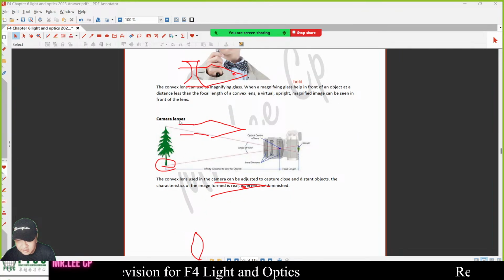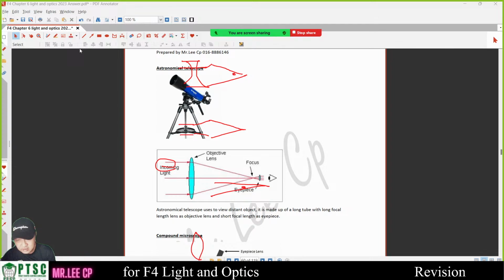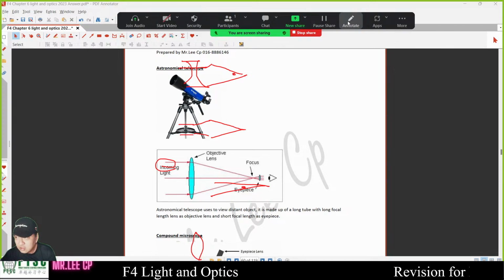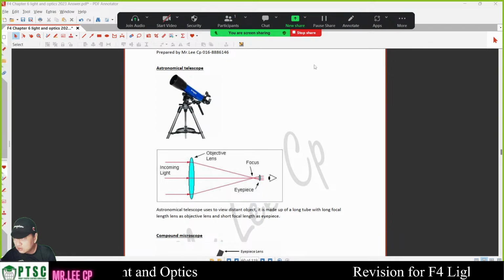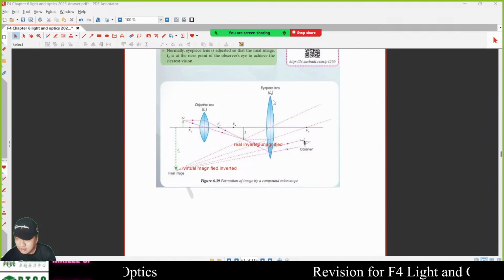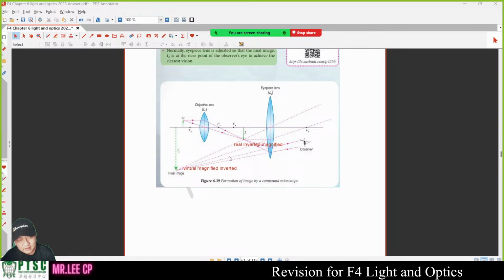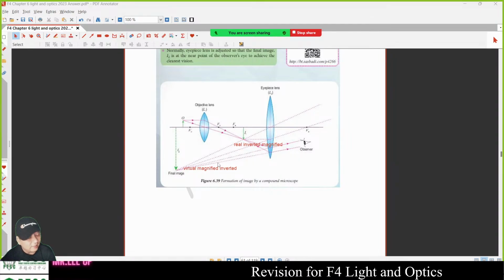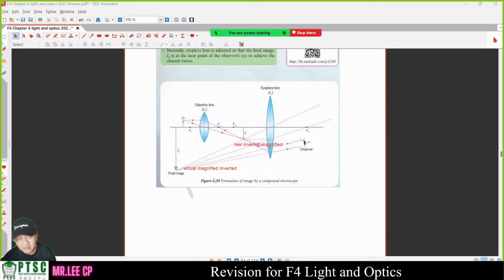Magnifying glass, camera lens, all these, telescope, microscope, and a lot of you want to focus on the telescope and microscope. I don't know why. Don't spend too long on this one. It is hard to ask as a question. I never said it cannot be asked, but it is kind of hard to ask.